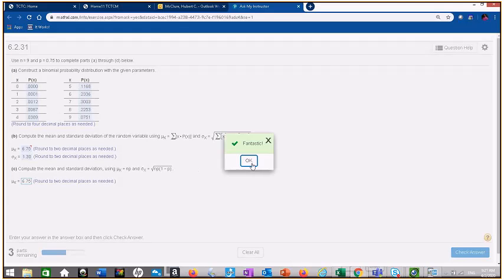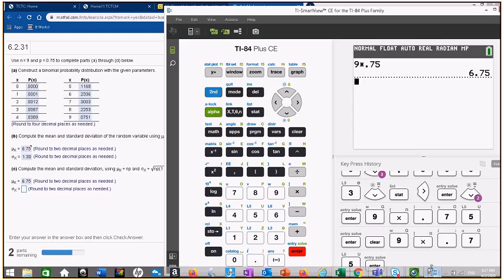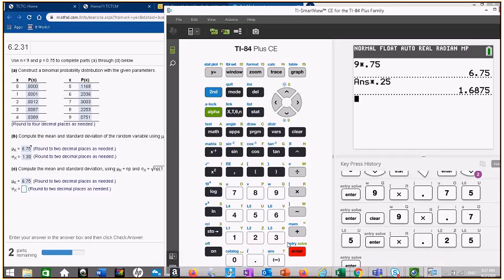And then NPQ, square root of NPQ. So let's do that in a calculator. So N times P times Q, which is the complement of P, 0.25. And then raise that to the 0.5 power. Square root of NPQ, 1.3.